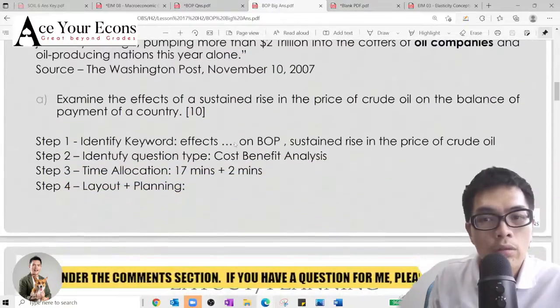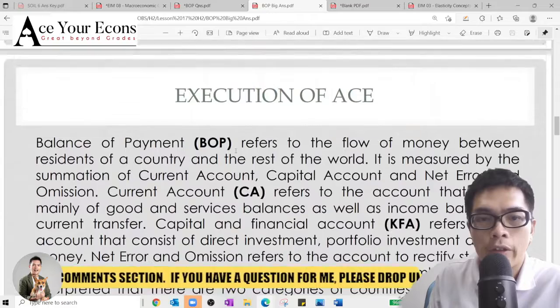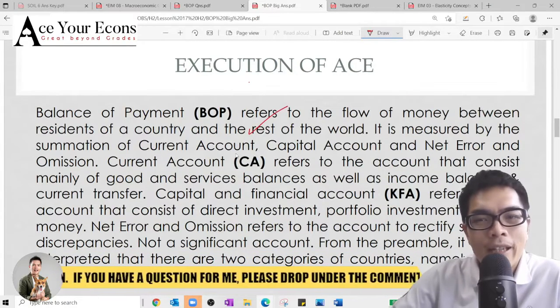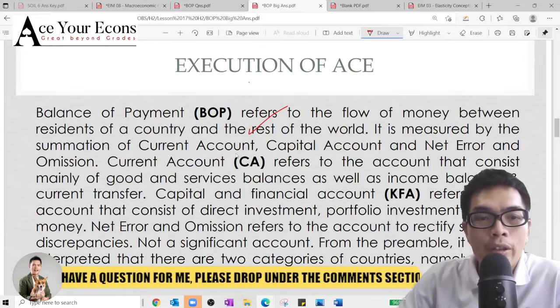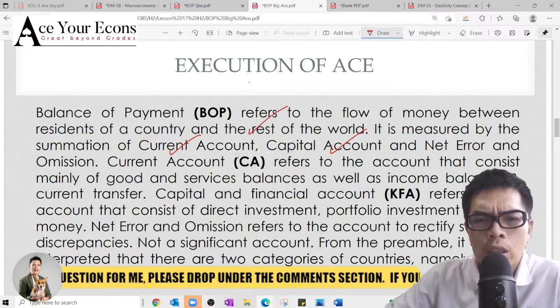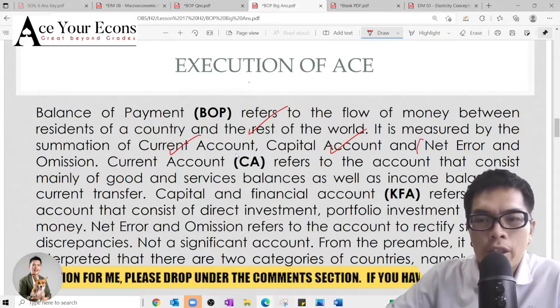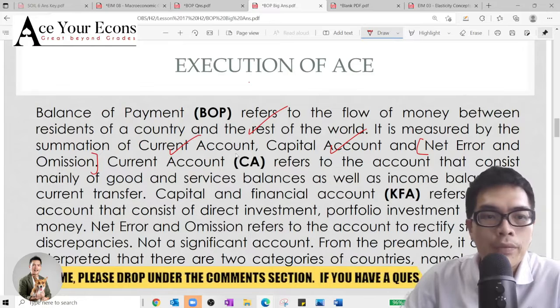So I've given you the 3 important tips. Let's see how the tips are going to turn out. Define what is balance of payment. You want to identify the components of balance of payment, which is your current account and capital and financial account. Net errors and omissions I didn't cover earlier on. This is one of the smallest accounts and is not important. You can omit this.